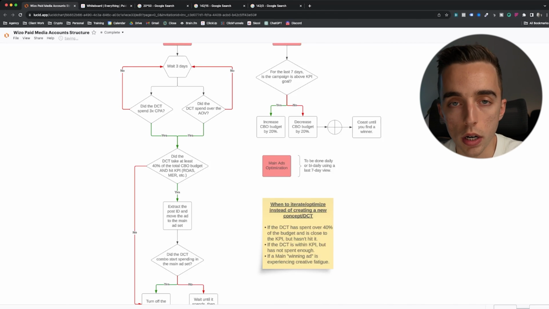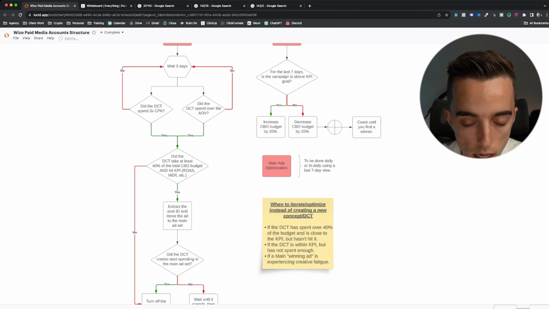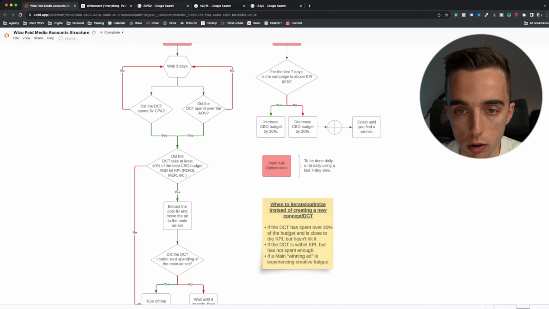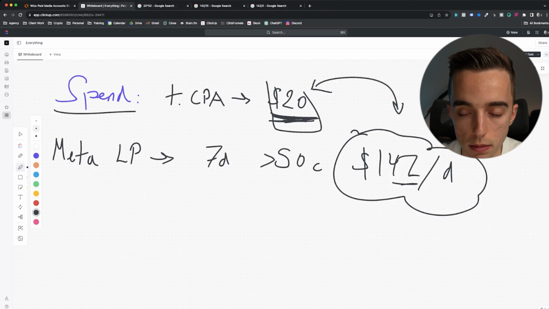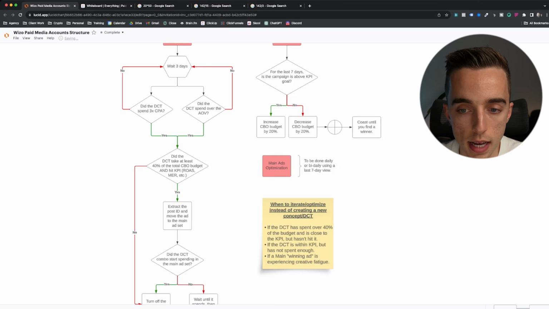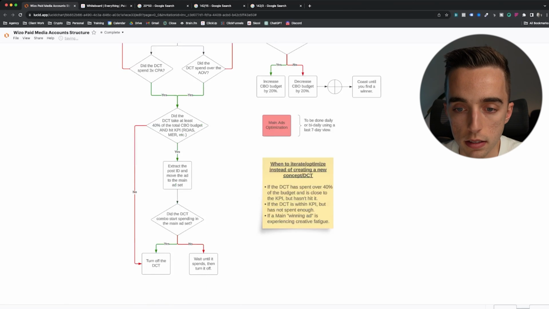Now, did the DCT spend over the AOV? Depending on your target CPA, in that case, I'm just going to assume we want to get a 2x ROAS. So CPA is $20, 2x ROAS would mean that the AOV is about $40. So I spent 60, which means I'm above target. So yes, I'm good.